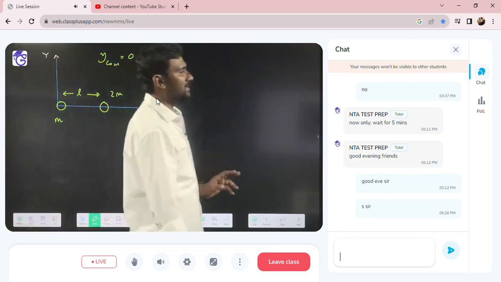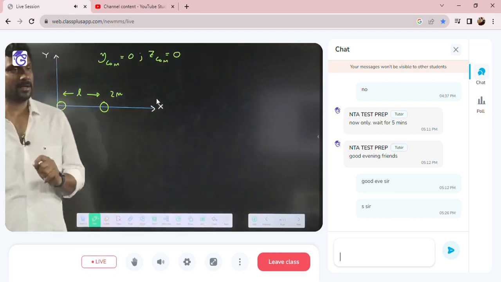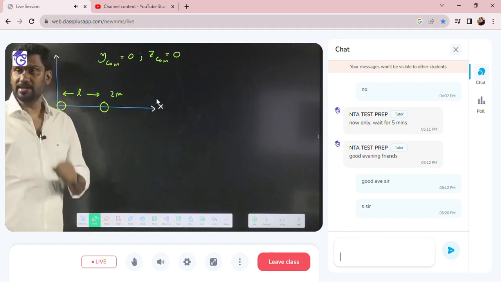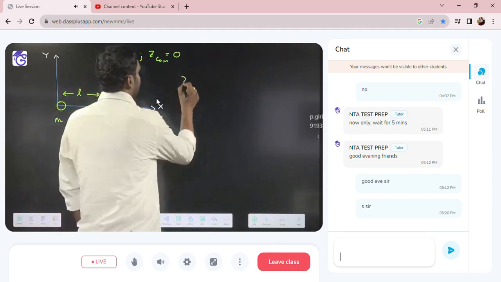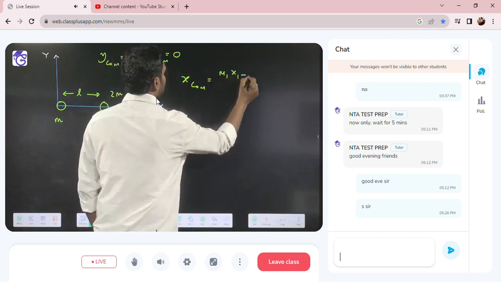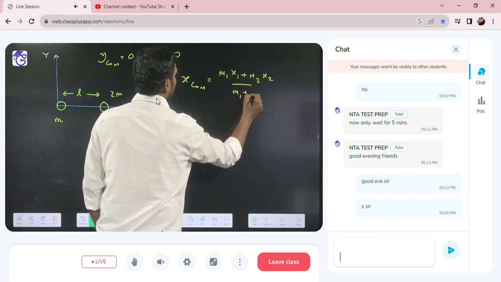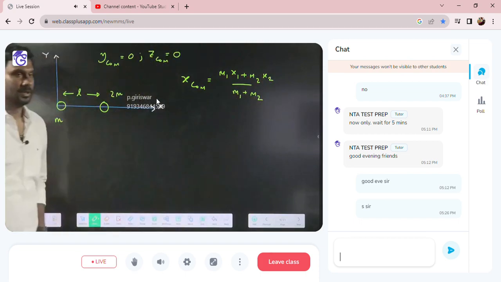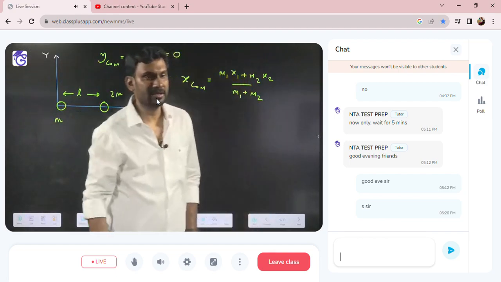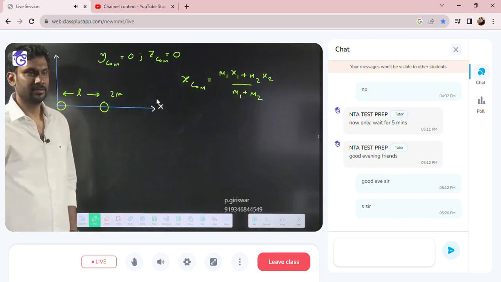Since both the particles are along x-axis, so going by the logic, y center of mass and z center of mass will be equal to 0. Which center of mass will survive then? Only x center of mass, right? So x center of mass, we will write m1 x1 plus m2 x2 by m1 plus m2. Right, now by the time if you get the answer, hit me. Yes, Raymond, Vedashree. Yeah, correct? Fine.